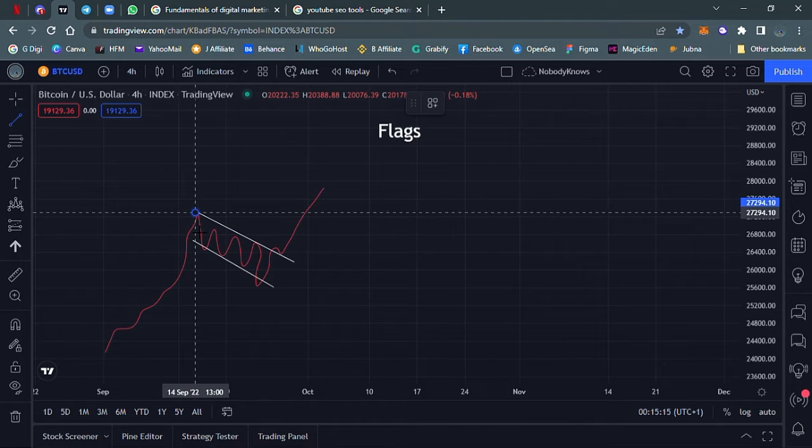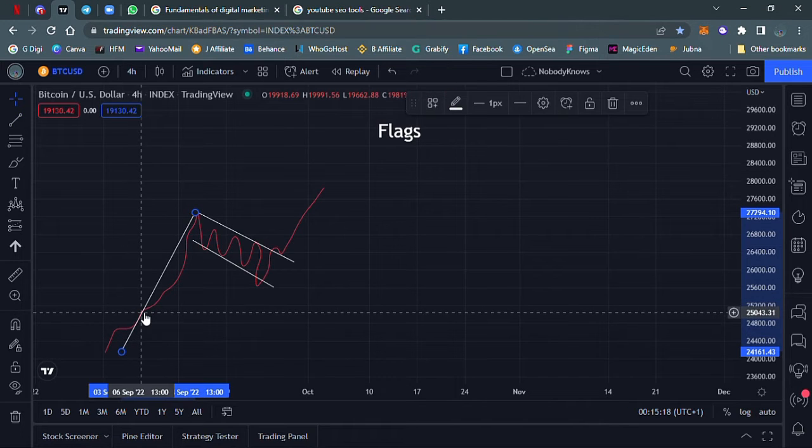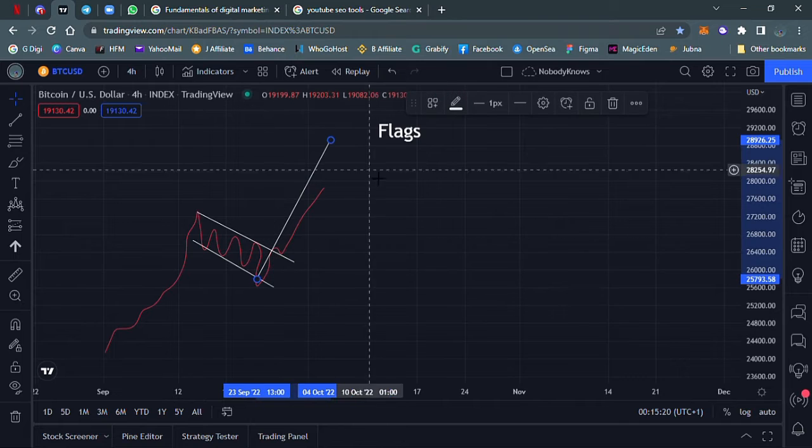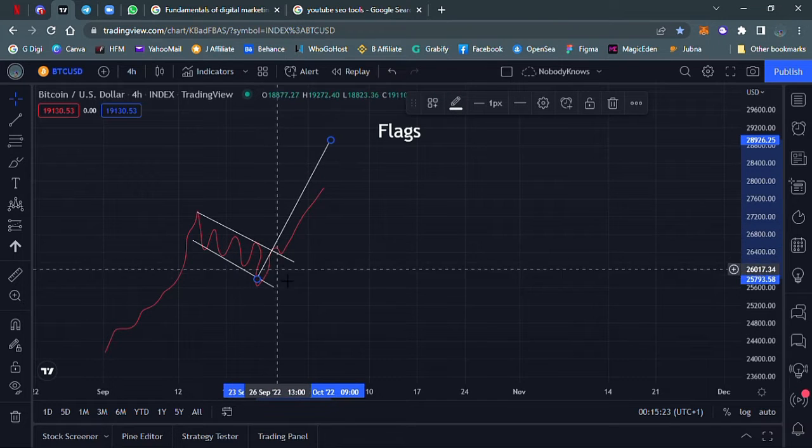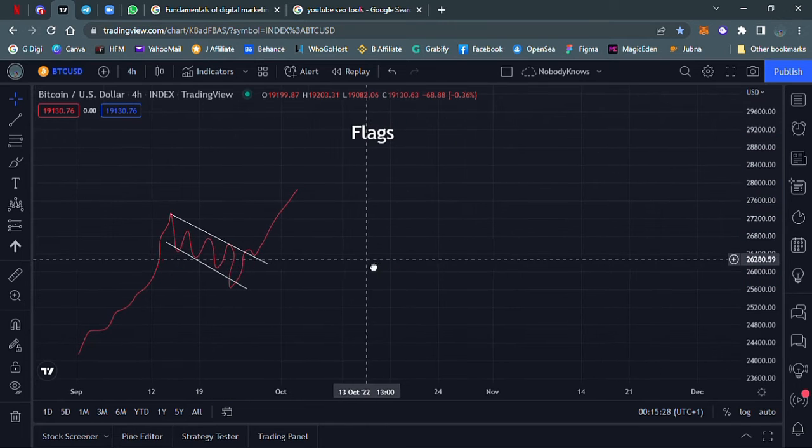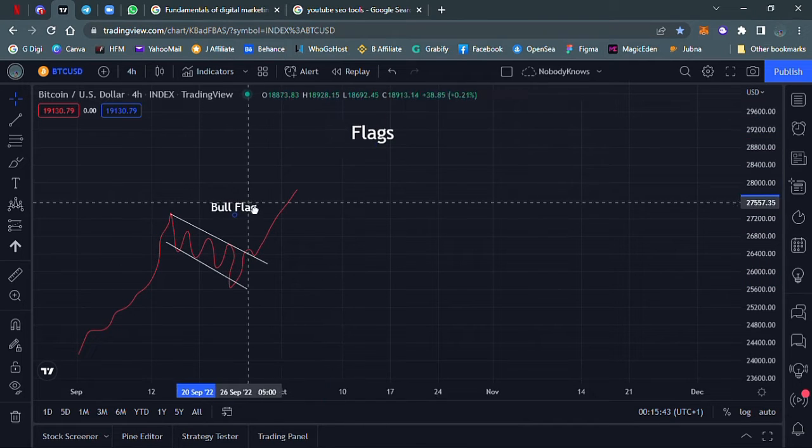From here to here, you have the pole, and then this is the flag being formed, and then this is a breakout to the upside. So it's called a bull flag. Let's make that happen here. This green.